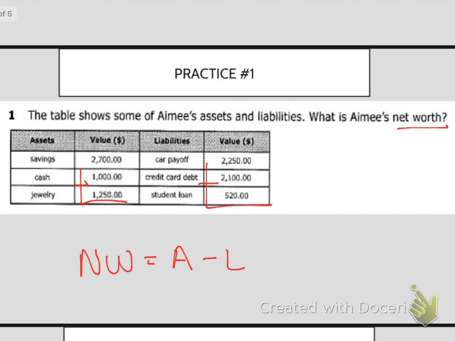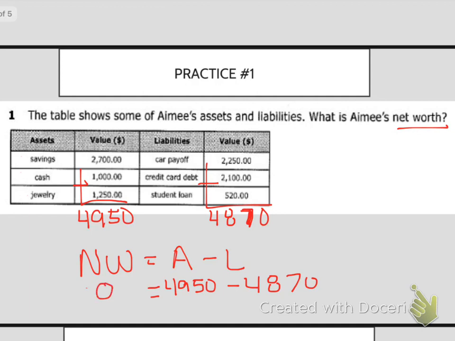So my total value of my assets is $4,950. The total of my liabilities is $4,870. So my net worth is going to be my assets, which is $4,950, minus my liabilities, which is $4,870. So when I subtract those, Amy has a whopping net worth of $80. So her net worth equals $80.